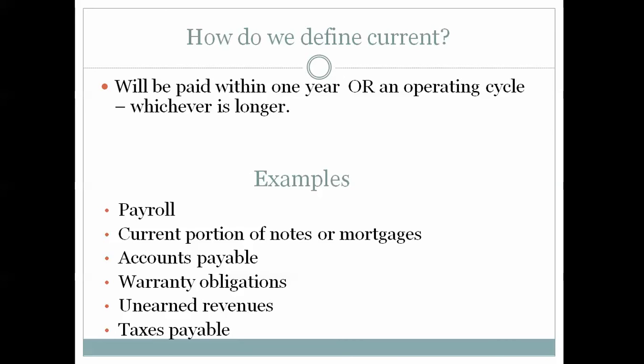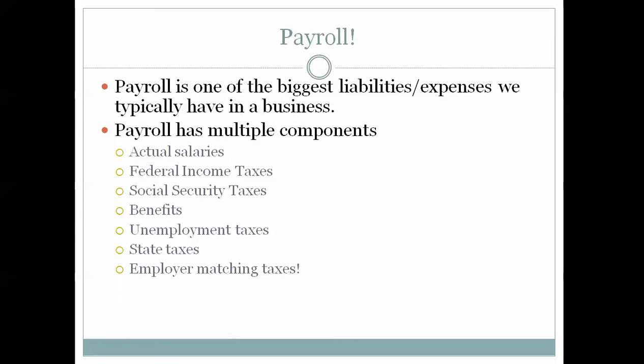Perhaps if we've purchased inventory on account, that could be considered an account payable. Warranty obligations are considered a liability. We call those contingent obligations. They're contingent on something happening, like products being returned to us. Sometimes gift cards, if we are a business that sells gift cards, we will have unearned revenue or unearned obligations that are associated with those gift cards. And of course, any taxes that we collect, sales taxes, or payroll taxes, those are considered current liabilities.